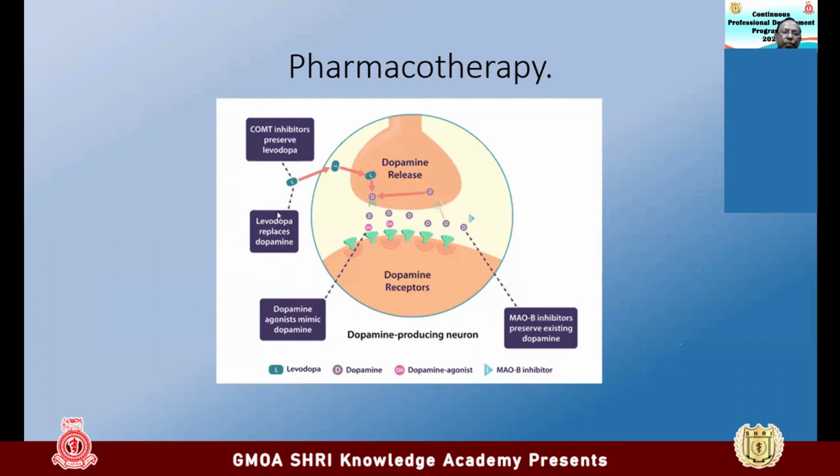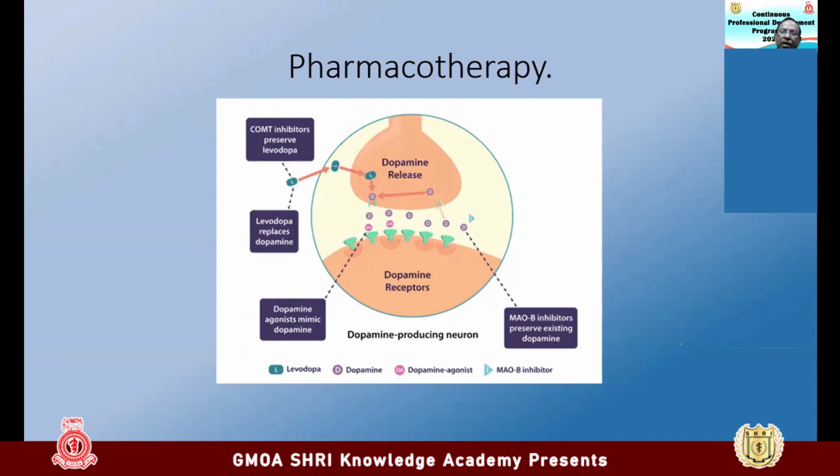The other one: levodopa is broken down in the body by what we call catechol-O-methyltransferase, COMT. So if you give an inhibitor for that, a COMT inhibitor, you can preserve the levodopa, either the drug that you are giving or the existing levodopa in the body. So that's another class of drug, what we call COMT inhibitors. Then there are certain drugs we call dopamine agonists. They mimic dopamine, they act like dopamine, broadly called DA.